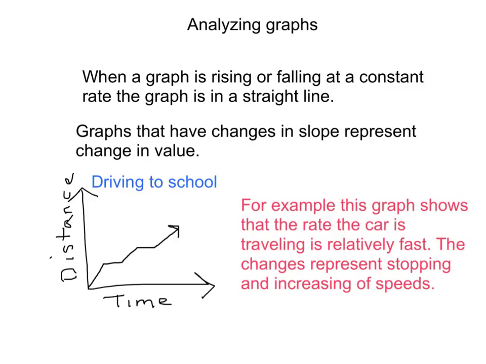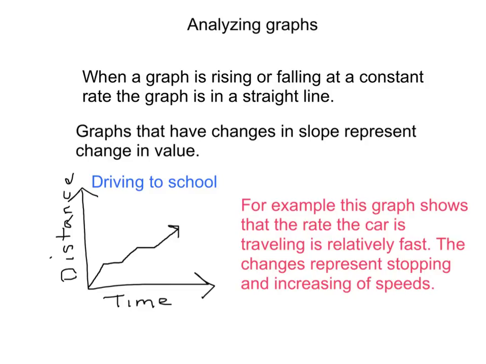When looking at relations, we also need to discuss how to analyze graphs. When a graph is rising or falling at a constant rate, the graph is a straight line because it is constant. Graphs that have changes in slope, just like the one below, are showing us that something is changing over time. For this example, this is what a graph may look like for driving to school. You have distance over time, so how far you drive over how long it takes you. This graph shows the car is traveling at a relatively fast rate, increasing at a very high rate.